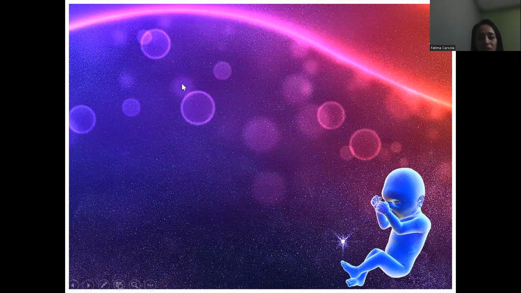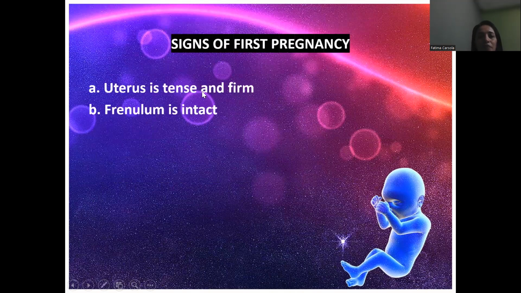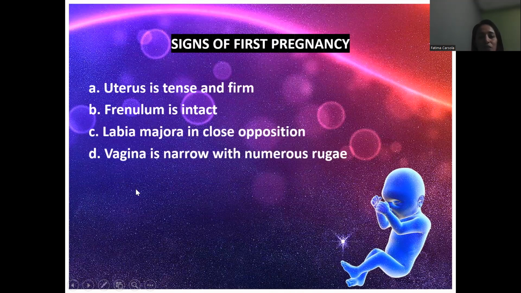So if it's the first time of the mother, then the uterus is firm and tense. The frenulum is still intact. Of course, the labia majora is in close opposition. The vagina is narrow with numerous rugae. When you say rugae, the rugae is present in your vagina because it is the one that expands the vagina during the birth of the baby and during sexual intercourse.